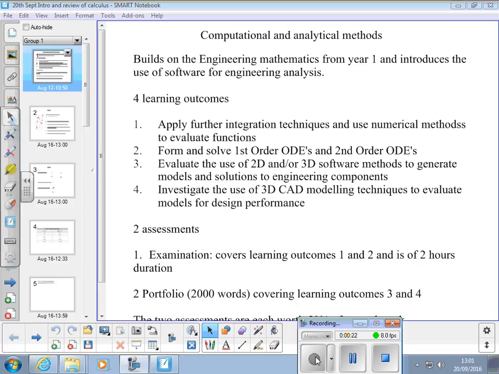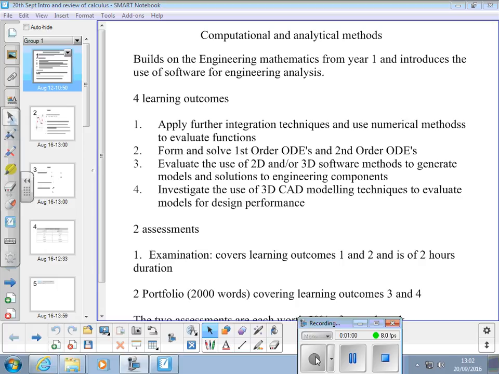So, what you're really here for in this session: computational and analytical methods. What we do in this module is build on some of the mathematical modeling techniques you studied in your first year mathematics, and also go a little bit further with Autograph, but we're going to do a little bit more around that area and have a look at an analysis that you would do with SolidWorks as well as part of the portfolio or assignment.